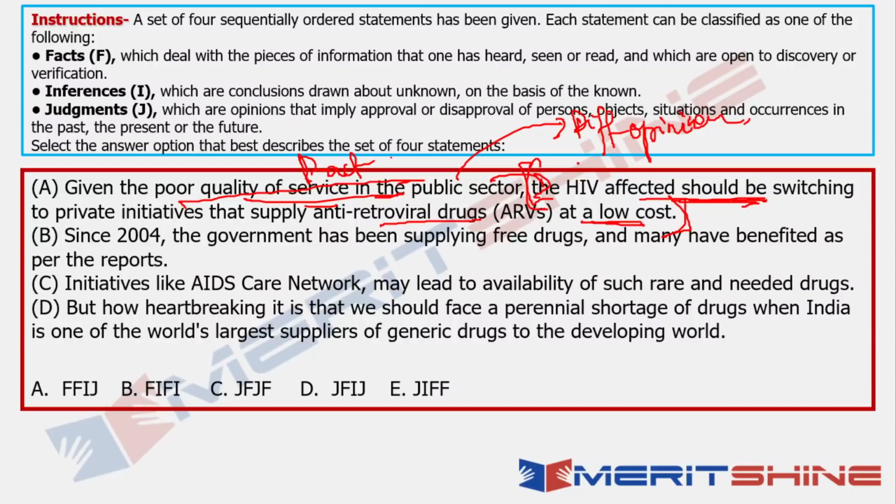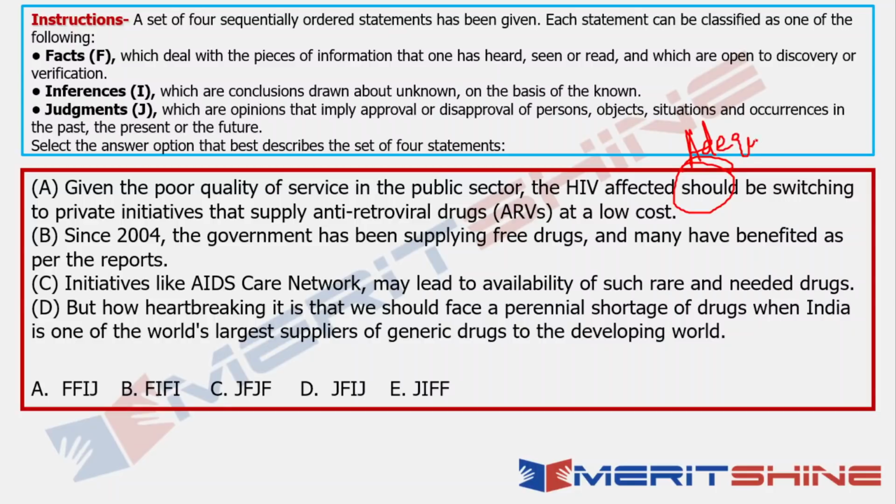So this, though it looks like an inference, is a judgment. And if this is a judgment, then I know that my answer can be this, this or this. Here, if you had looked at the options, you would have already known that there was no option with inference as the first, so that option was anyway not there, and we know for sure that it cannot be a fact. Secondly, words like should and adjectives like very good, beautiful are the trademark of judgment. Normally, judgments have these kinds of words.